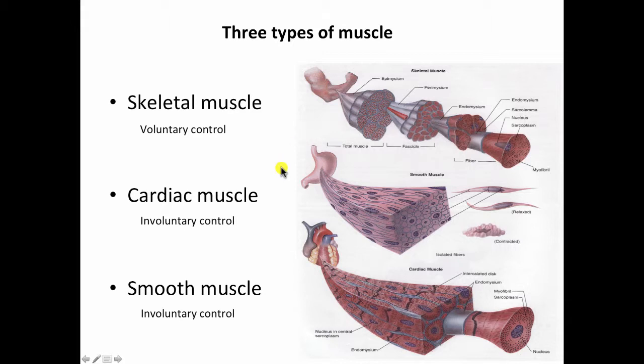Cardiac muscle, which resembles skeletal muscle in many respects, but is specialized for the continuous involuntary contraction needed for the pumping of blood. And smooth muscle, which is also under involuntary control, which surrounds internal organs such as the intestine, uterus, blood vessels. And smooth muscle can contract slowly but can create and maintain tension for long periods of time.